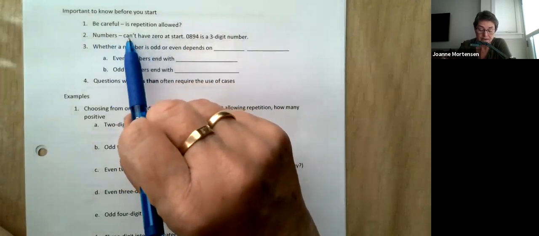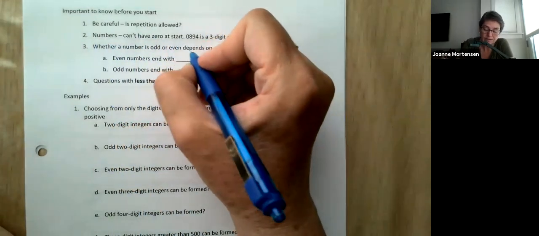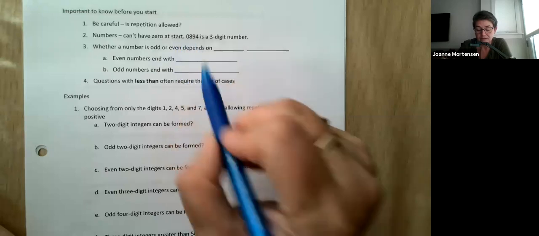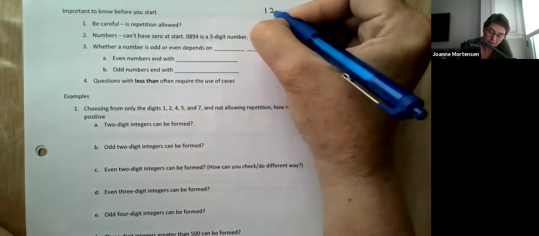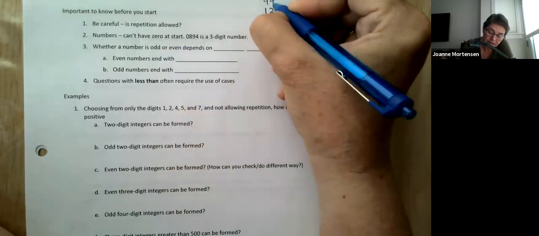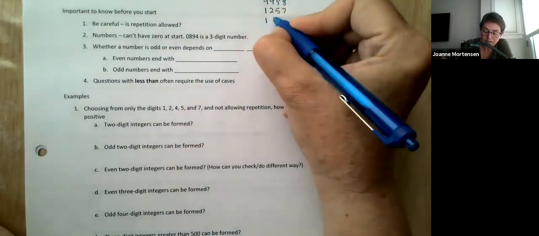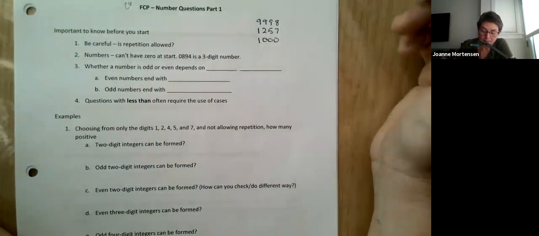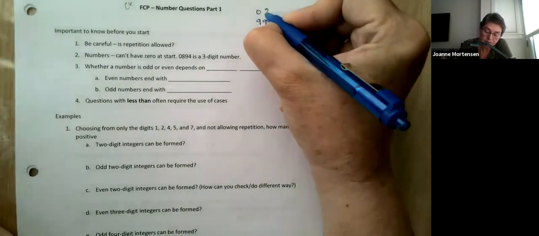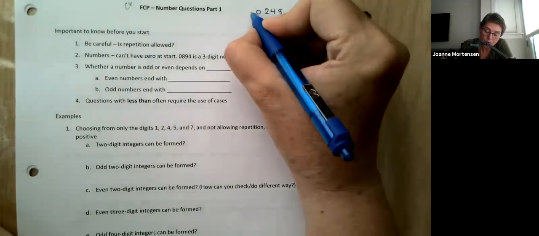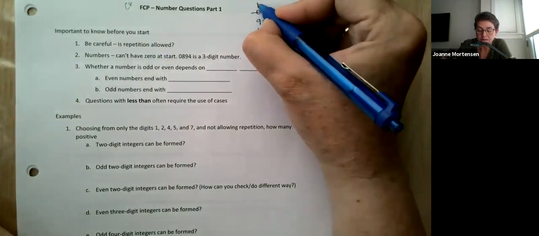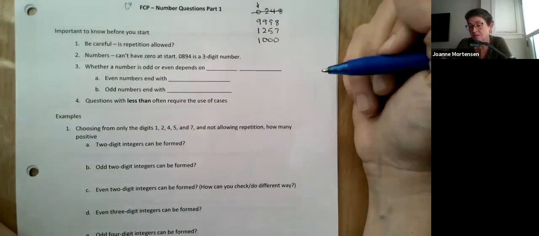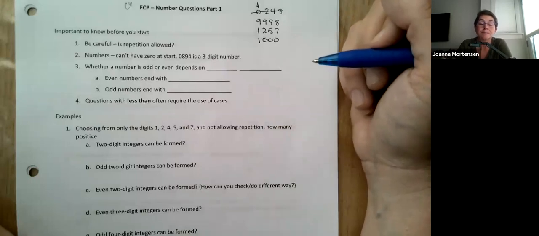The other thing is, if it says a 4-digit number, this might look like a 4-digit number to most of us, but it doesn't count if there's a 0 at the front. A 4-digit number has to start with 1, 2, 5, 7, or 9, for example 9,998 or 1,000. But 0,248, no, that doesn't work. You can't have a 0 in that first spot. I know it doesn't matter in this video, but it does become really important in the second one.